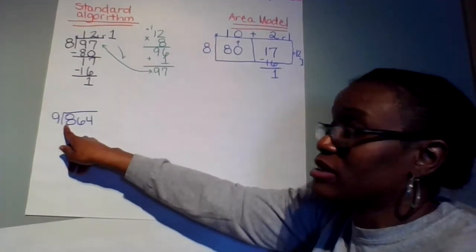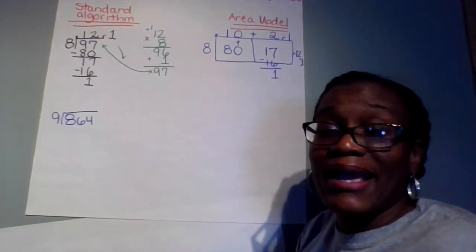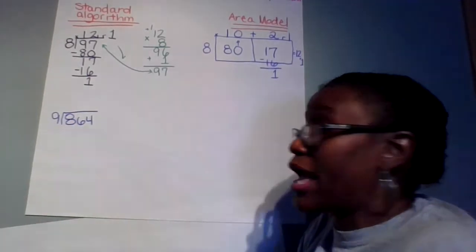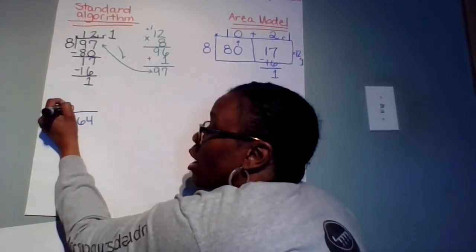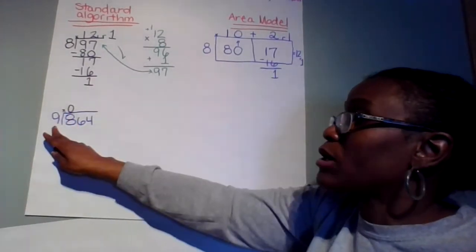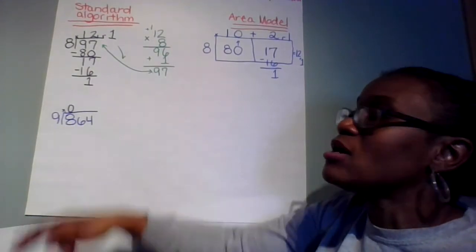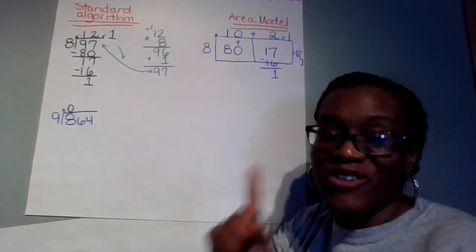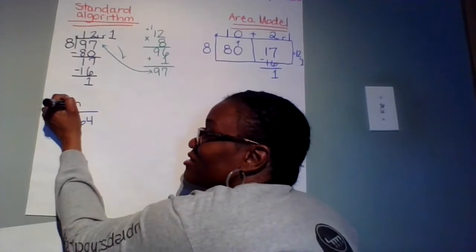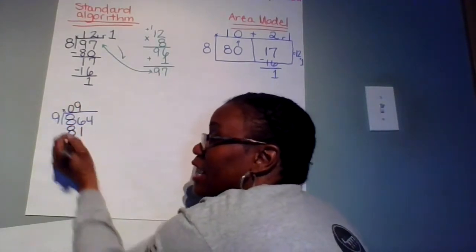How many times can 9 go into 8 without going over? It cannot, because 9 is bigger than 8. So we're going to hold a place for our hundreds by putting a 0. And now we're going to ask ourselves, how many times can 9 go into 86 without going over? Very good, scholars. The answer is 9. 9 times 9 is 81.